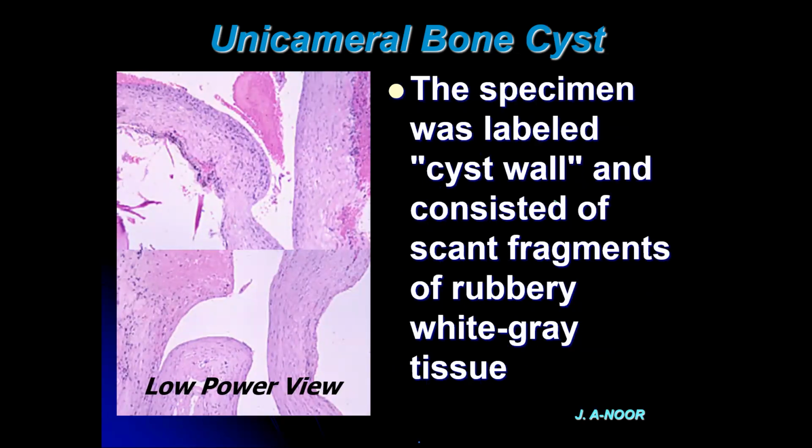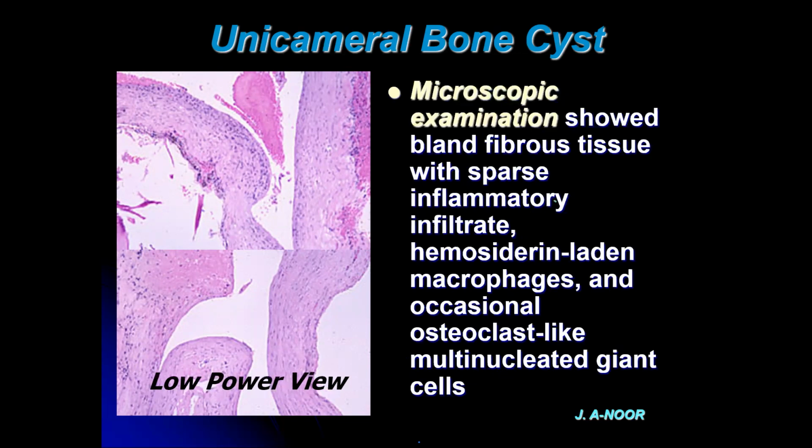The specimen was labeled cyst wall and consisted of scant fragments of rubbery white-gray tissue. Microscopic examination showed bland, fibrous tissue with sparse inflammatory infiltrate, hemosiderin-laden macrophages, and occasional osteoclast-like multinucleated giant cells. So if you look at this specimen under a microscope and enlarge it, you should find some fibrous tissue. You should find hemosiderin, brown-laden macrophages. You can see giant cells present.